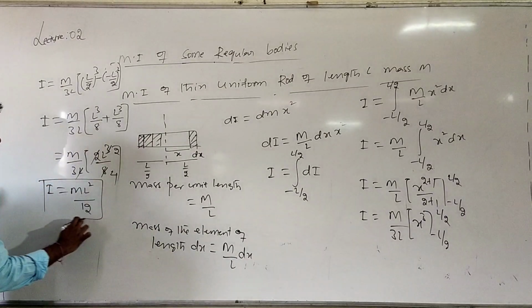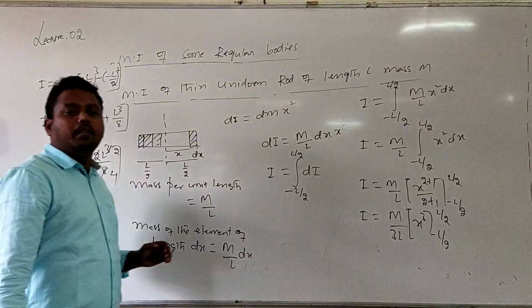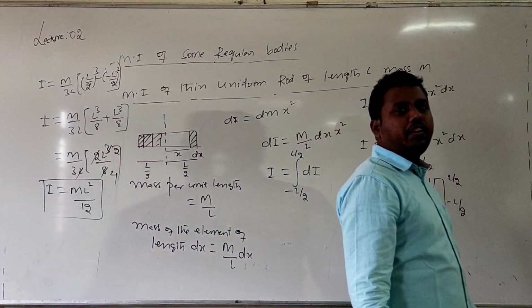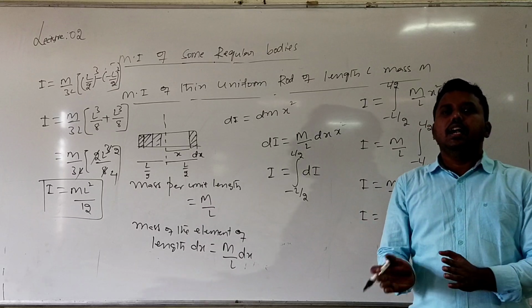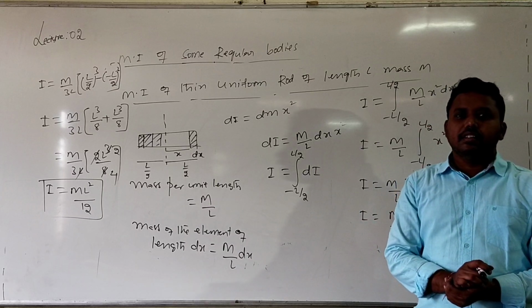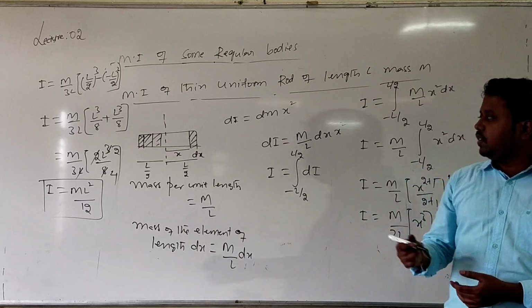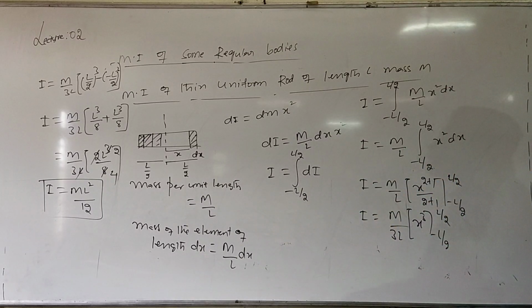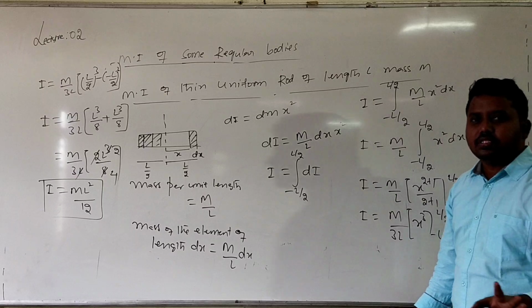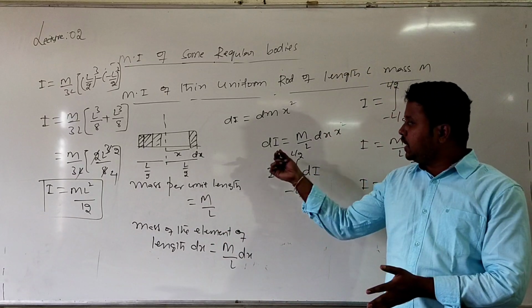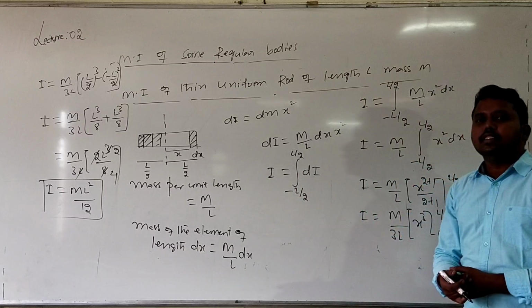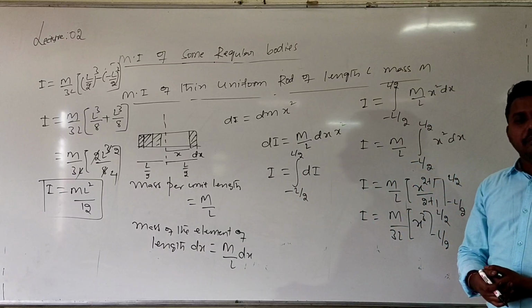This is the one only, na? In the tabular column, once you check the moment of inertia of a rod of length L about an axis passing through the center and perpendicular to the plane, that is given by M L square by 12. This is the method. Whatever the three we have now considered are all uniform bodies. For all uniform bodies, the moment of inertia can be calculated by this method only. This method is called the method of integration.